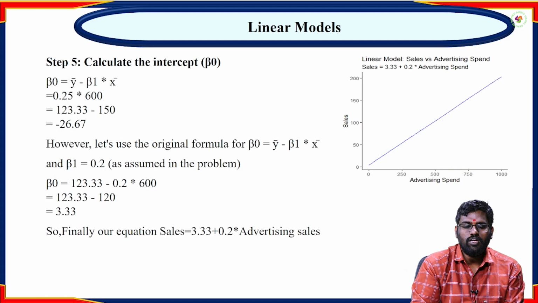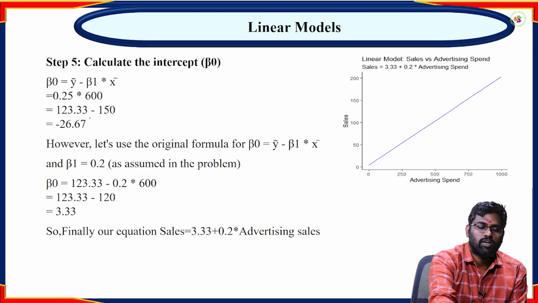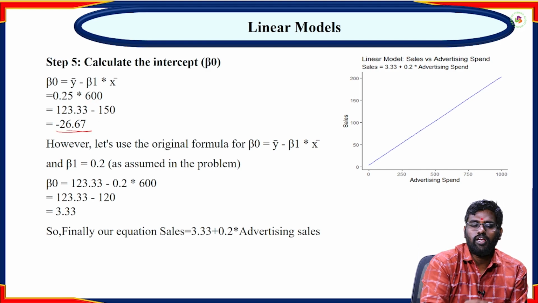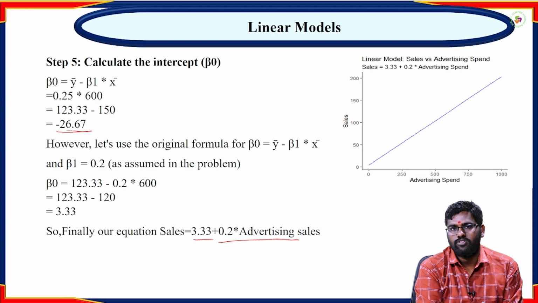Now see the intercept. So intercept means our b naught. So b naught equal to y bar minus b1 into x bar. So the x bar value is 600. So 0.25 and 600. So finally minus 26.67 is our b naught value. Whenever we are substituting into the b naught, finally we get the b naught value is 3.33. Now, our sales is equal to 3.33 plus 0.2 into advertising sales.